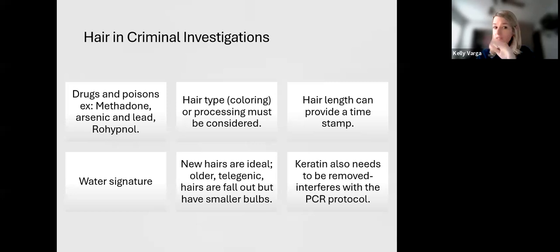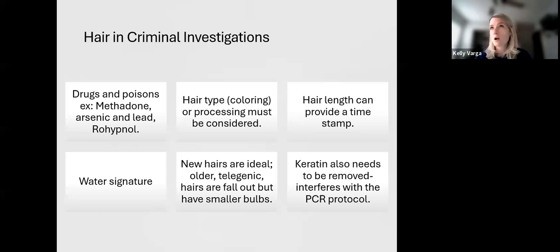So again, just things to consider as far as this, maybe I'm asking you questions around just the overall of this. How can hair be utilized in criminal investigations, right? Give me 2 out of the 6 different things we've talked about. True or false, keratin can interfere with PCR protocols.